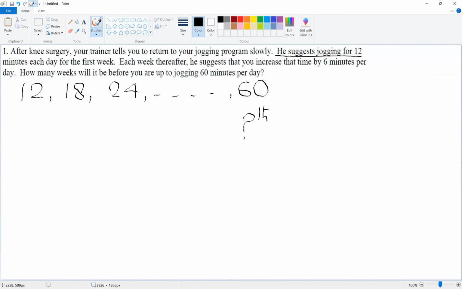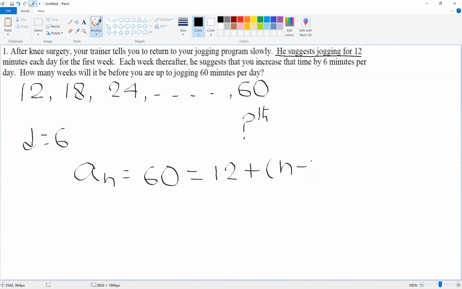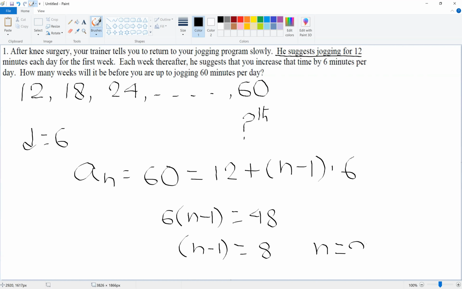So the difference between these numbers would be 6. And would you use the an equals formula? Yeah. Okay, so then you would put it in like that. Do you get it? Yeah. And then you would subtract 12 on each side, so it would become 48 equals n minus 1 times 6, and then you would divide 6 on each side, so then n equals 9. So that means 9 weeks.